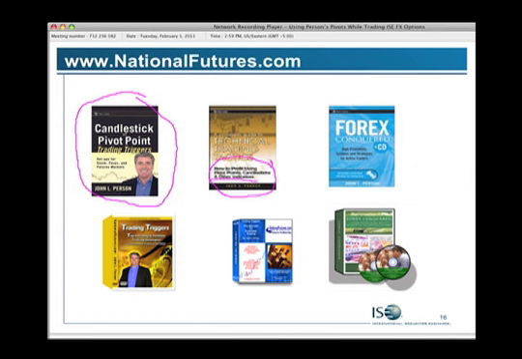There were a lot of people who were only interested in trading foreign currencies, and that's where we came up with this book.